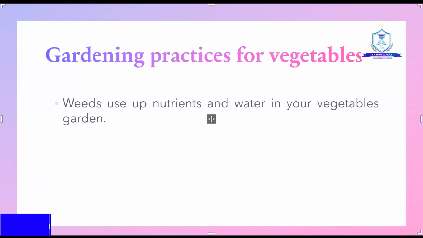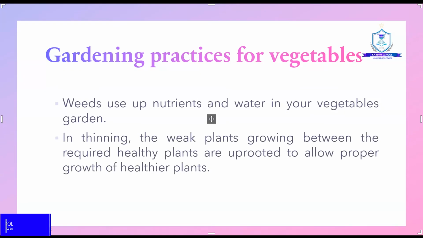Weeds use up nutrients and water in your vegetable garden. In thinning, the weak plants growing between the required healthy plants are uprooted to allow proper growth of healthier plants.